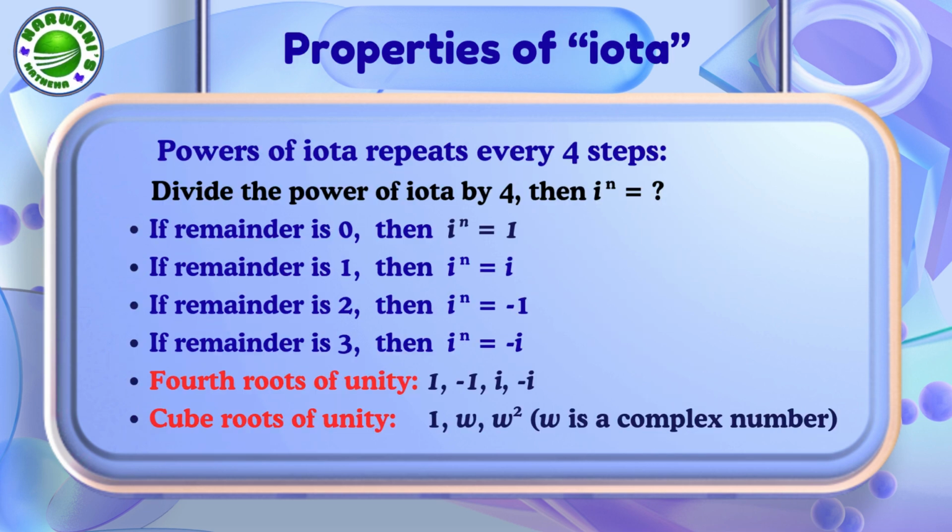Properties of imaginary unit iota. Powers of iota repeat every 4 steps. Divide the power of iota by 4, then iota power n is equal to: if remainder is 0, then the answer will be 1.